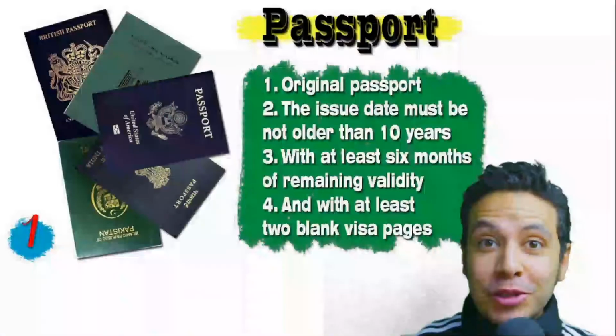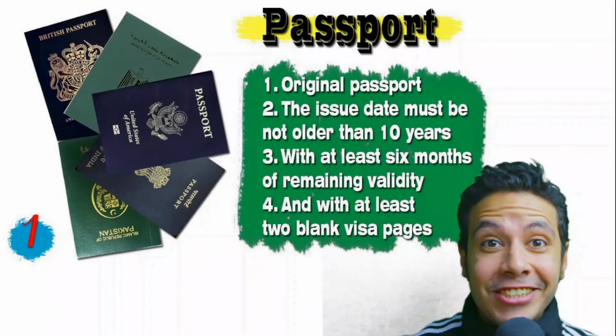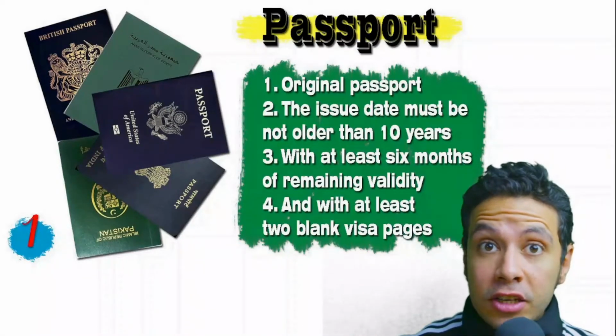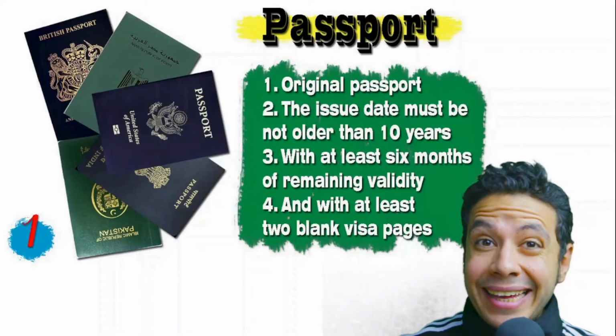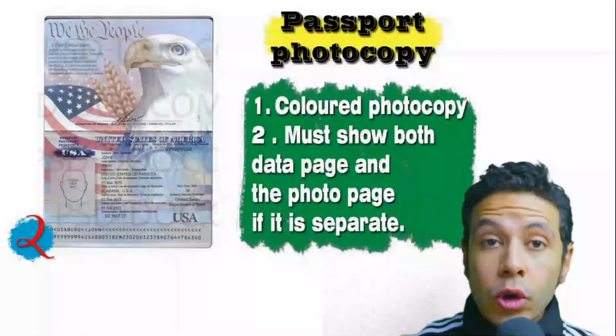So what are the required documents that you will need while applying for any visa? Speaking about your passport, it must be original, and it must not be older than 10 years, with at least 6 months of remaining validity, and with at least 2 blank visa pages for the stamps. In many cases, you will need also a passport photocopy.